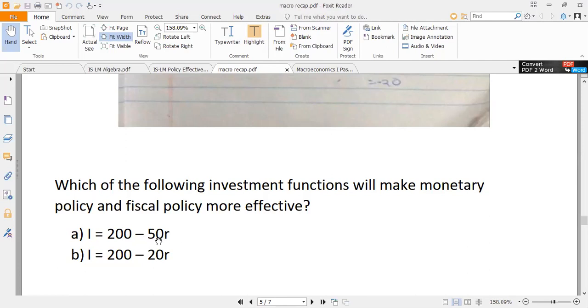So -1 times -50, investment will increase by 50. If you go to the second investment function, if they increase money supply and interest rate falls by 1 unit, investment will increase by only 20, which means that the monetary policy will be more effective on the first one than the second one. Okay, so this is how you compare the policy effectiveness with regards to interest sensitivity of investment.